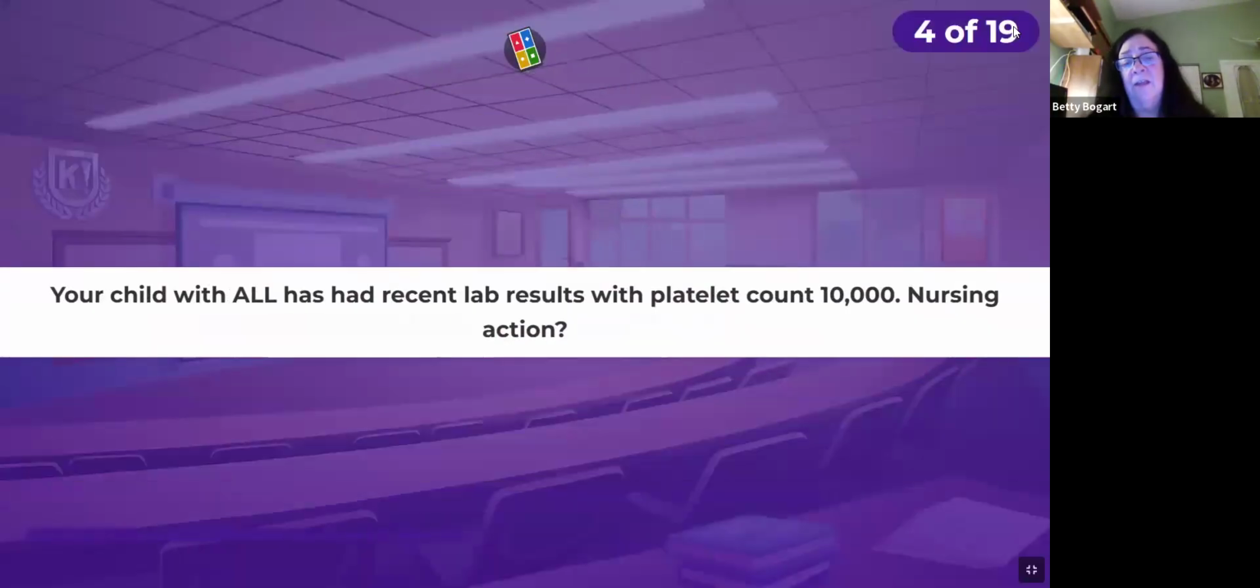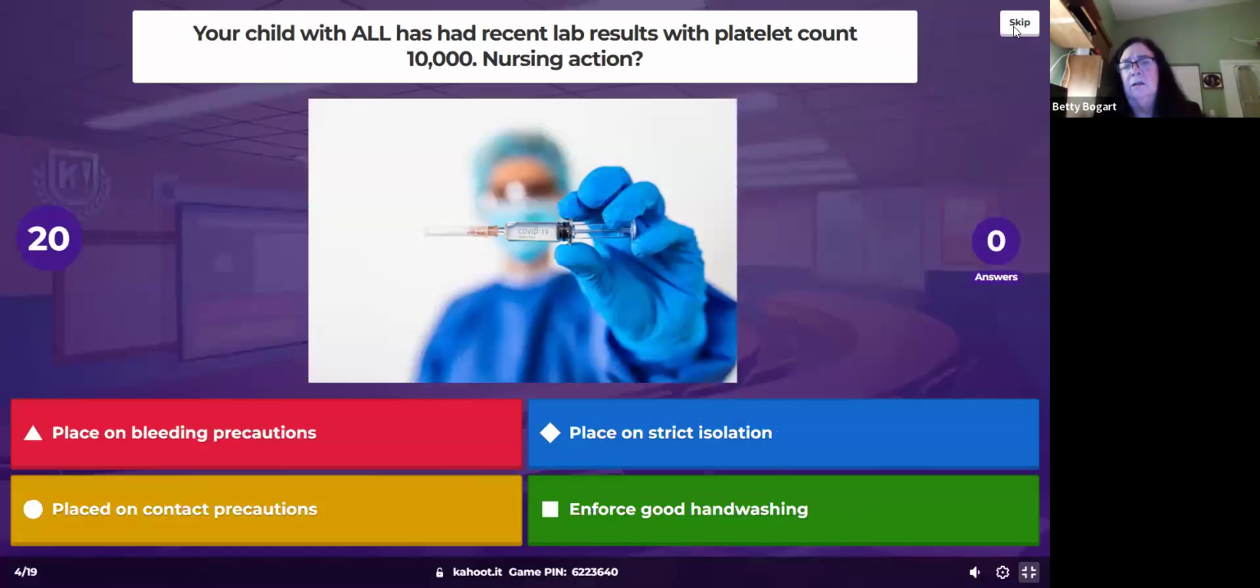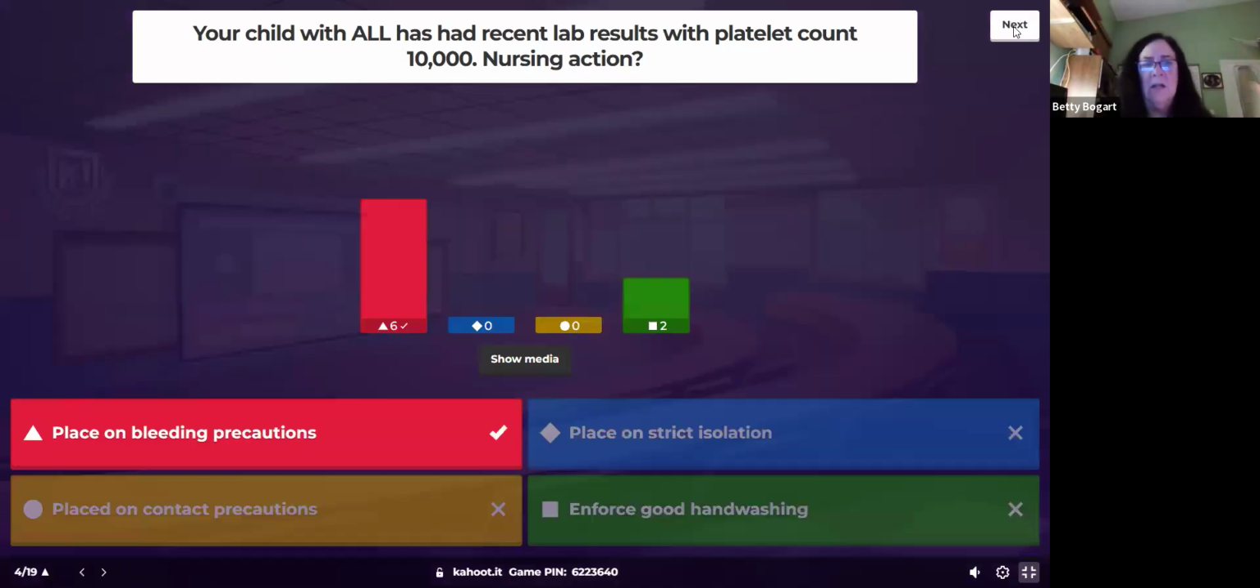Your child with ALL has recent lab results with a platelet count of 10,000. Nursing action? What did I tell you about platelet counts of 20,000 and less? What are our priorities? Bleeding precautions, right? Platelets are low, so they're going to bleed. It doesn't matter if it's ALL or a normal kid with sepsis, you're going to see low platelets. You're going to see low neutrophil counts with fevers. These are a problem.